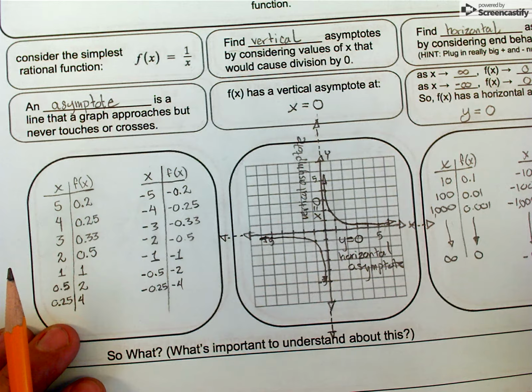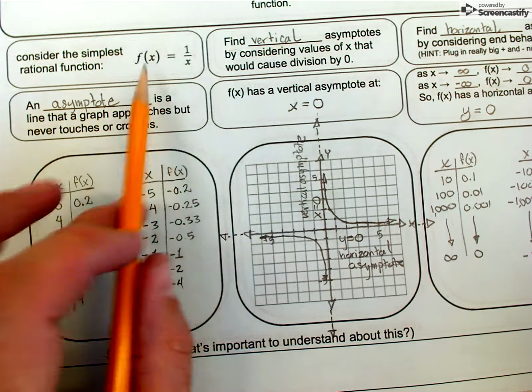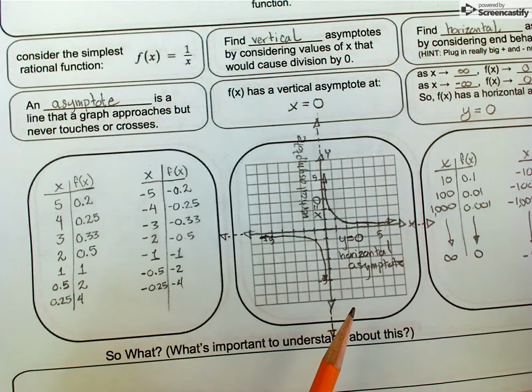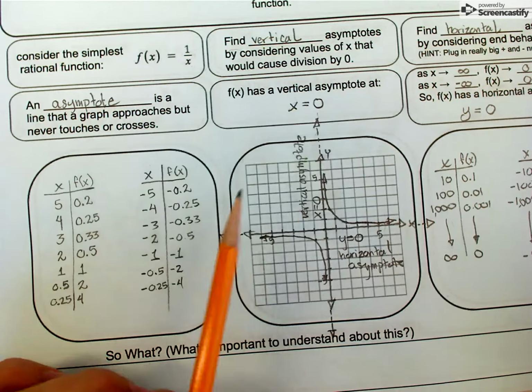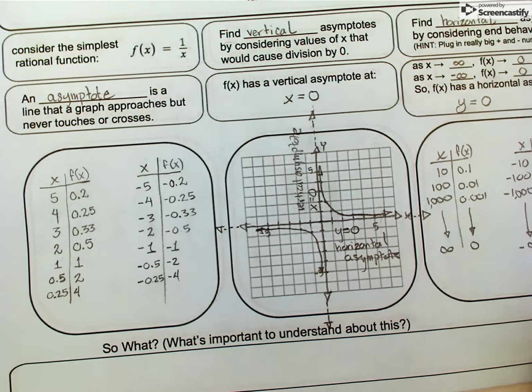And we'll have some practice doing this on the next problem set. That is, taking a rational equation and then constructing the graph based on the vertical and horizontal asymptotes that we found.